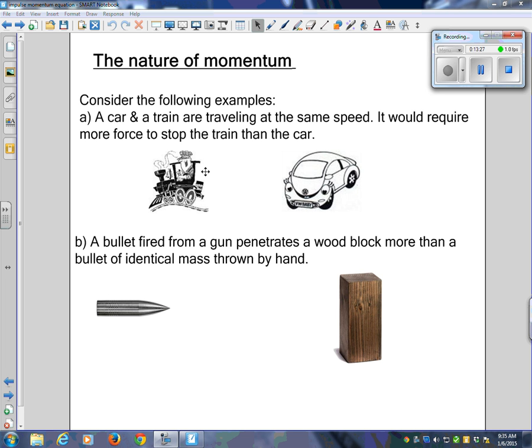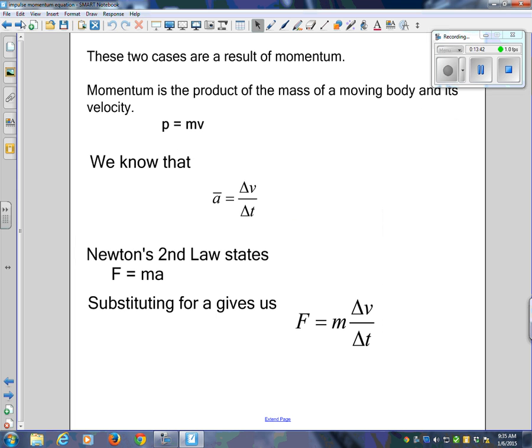A bullet fired from a gun penetrates a woodblock much more than a bullet of identical mass thrown by hand. How come? More velocity, right? It's an equal partnership here, the mass and the velocity. Both relate to the momentum. These two cases result of momentum. Momentum is the product of the mass of a moving body and its velocity, or p equals mv. And if you haven't gotten that already, you should certainly jot that down or at least commit it to memory.